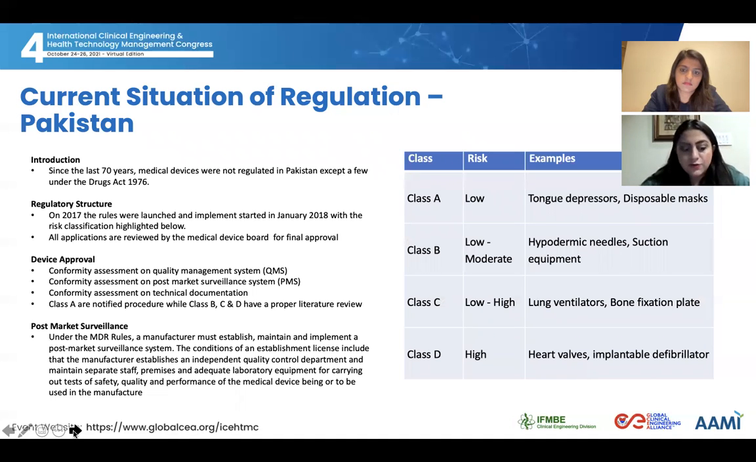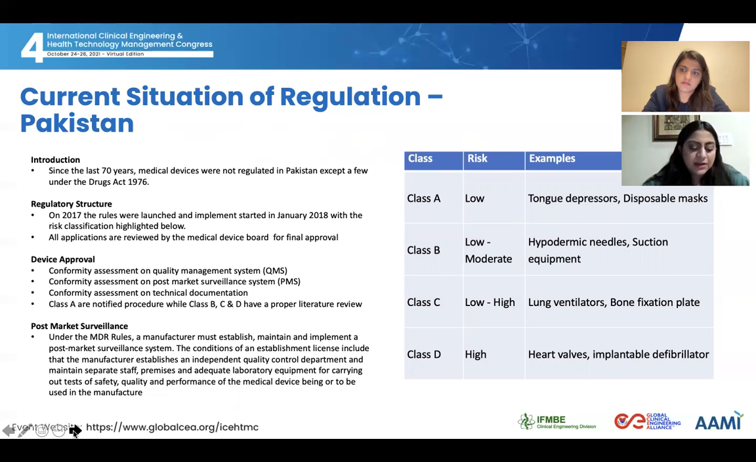Class A only has a notification procedure, while others go through thorough evaluation by the Medical Device Board, consisting of clinical and technical experts of various fields. Although the rules talk about establishment, maintenance, and implementation of post-market surveillance, currently there's no such procedure and it is only restricted to voluntary reporting of adverse effects.